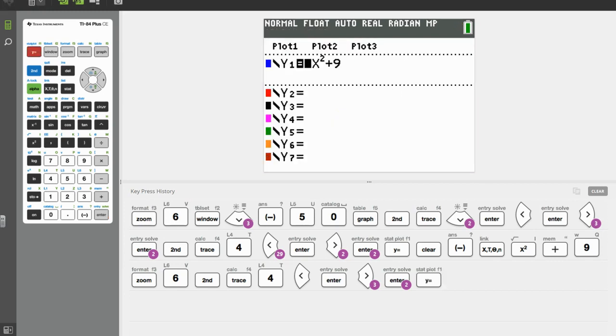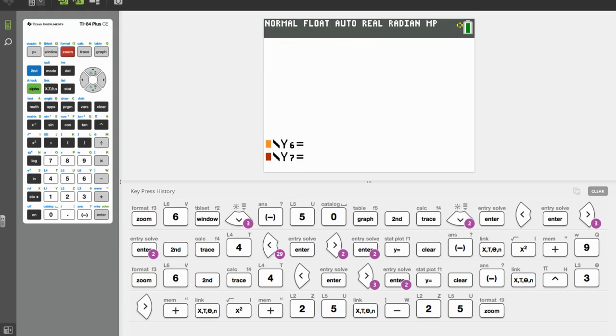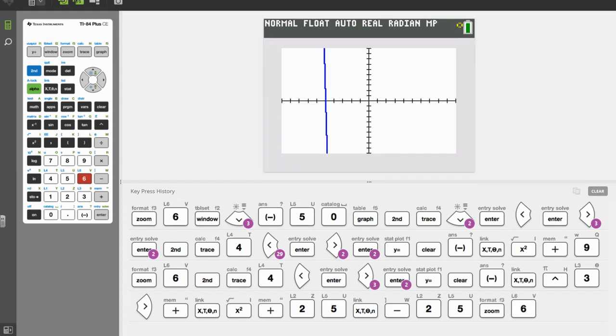We're going to go to y equals. We're going to enter in our function. Make sure you use the negative button, not minus. We're going to do zoom 6 for a standard window. And it looks like we have 3 roots.